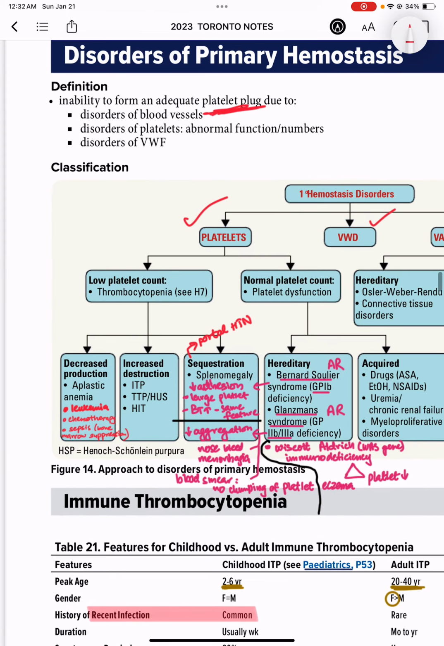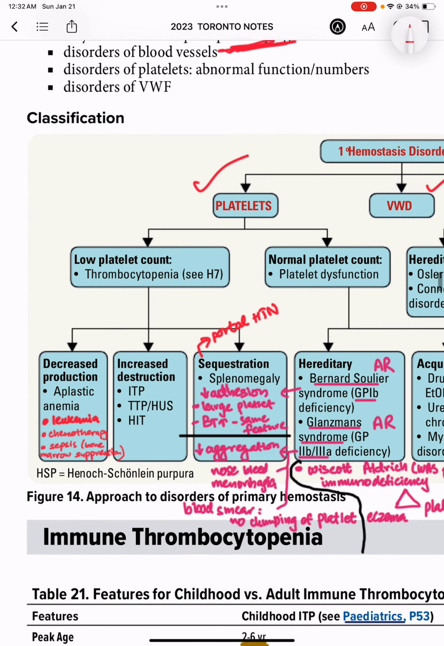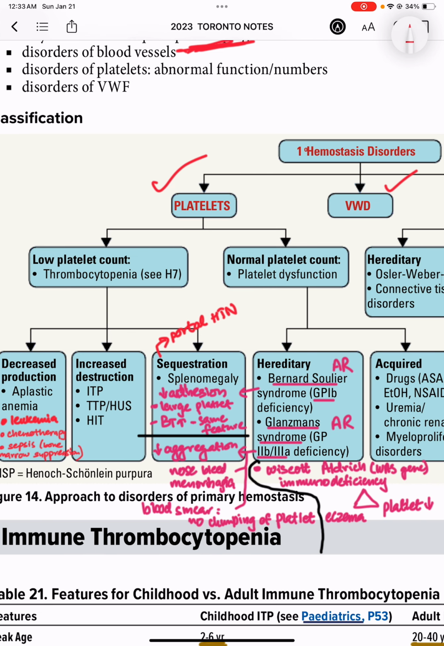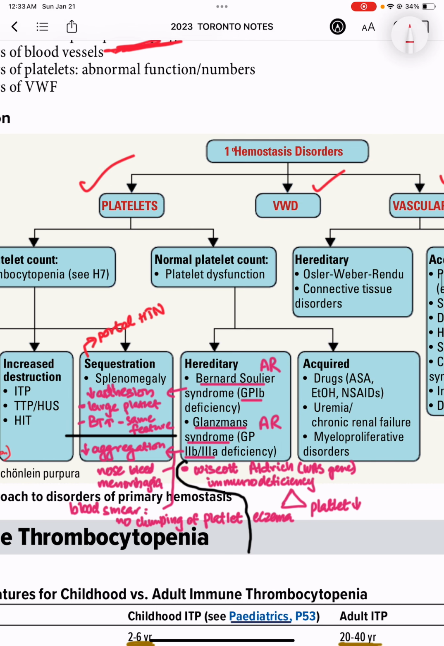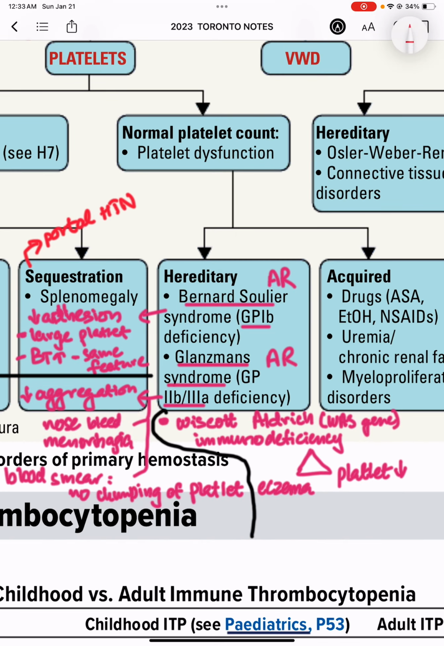So let's quickly go through this chart. Problems with the platelets: we could have two types of scenarios. The platelet count is totally low, which is also called thrombocytopenia, and then we can have a normal platelet count, but there is platelet dysfunction going on. Platelets are normal in quantity, but the quality is the problem. So it could be either hereditary or acquired.